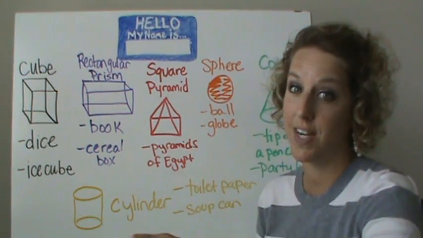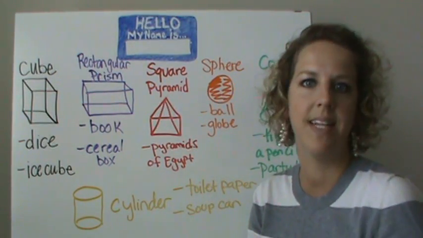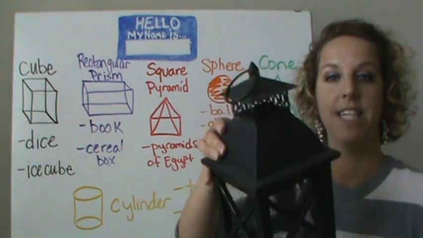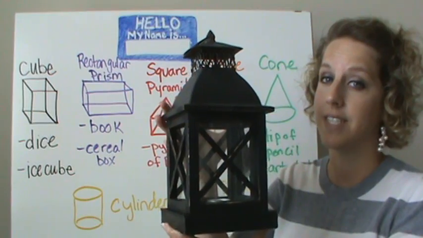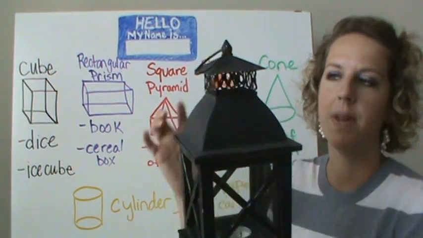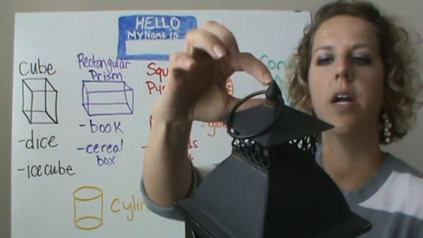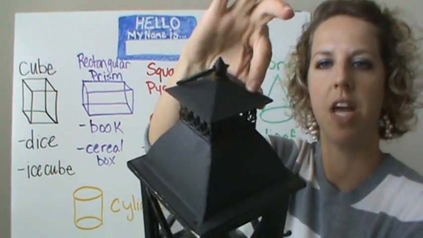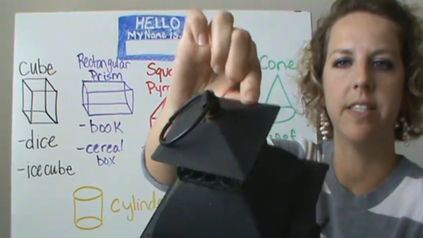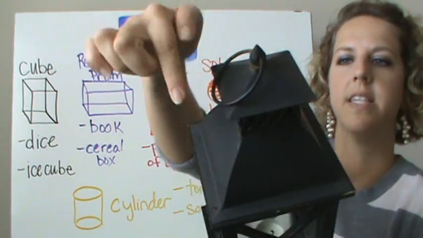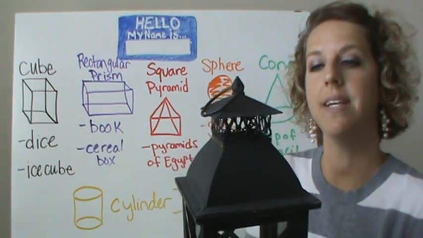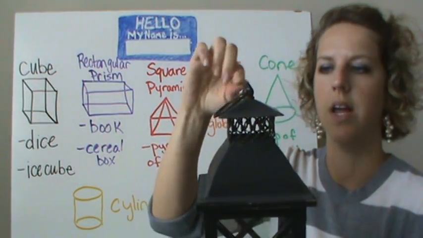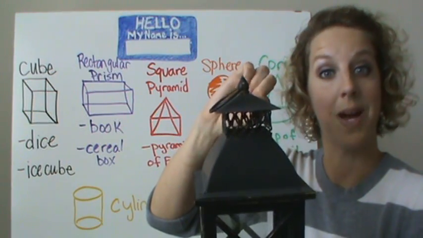This one was the hardest for me to find in my house, but I finally found it. I persevered, I kept looking, and I found this lantern. Now the whole thing's not a pyramid, but if you look at this top part, the edges are in the shape of a triangle. And if you flip it this way, you can see the base is in the shape of a square. So if we were to slice off this little teeny top part, that would be a square pyramid.